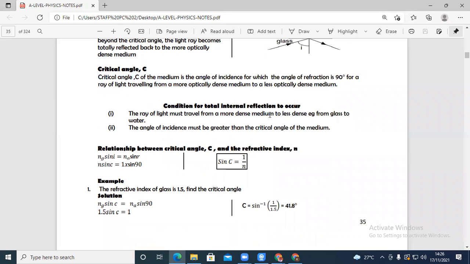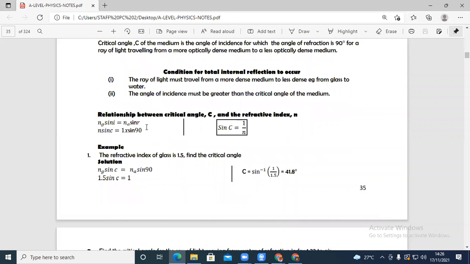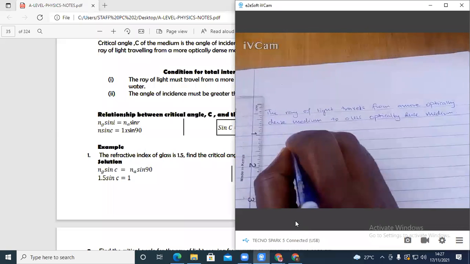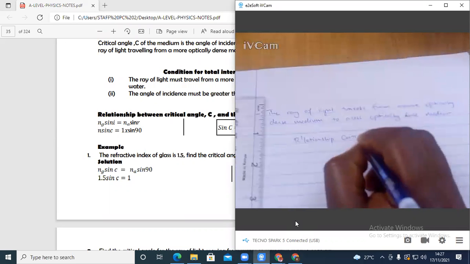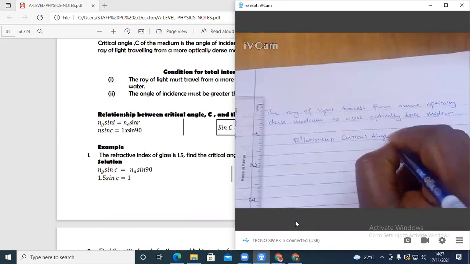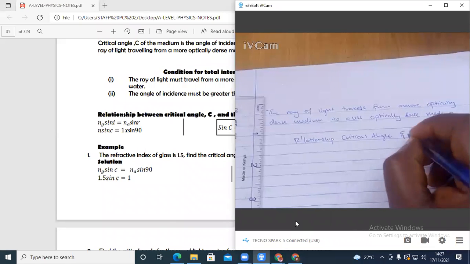Now, the ray of light must be traveling from a denser medium. Okay, here they are giving an example, for example, glass to water. So what is the relationship between the critical angle C and the refractive index n? As I've just drawn for you, now we are going to use the scenario whereby the critical angle is used, where the angle of refraction is 90 degrees, and we develop a relationship between the critical angle and the refractive index.